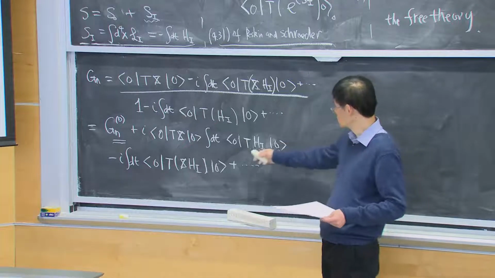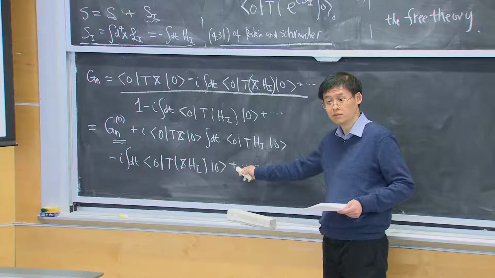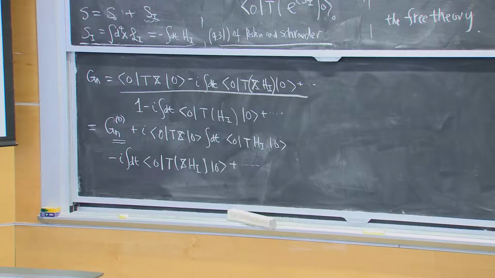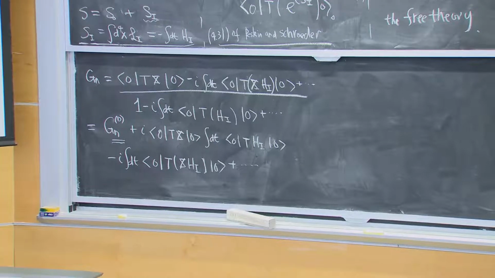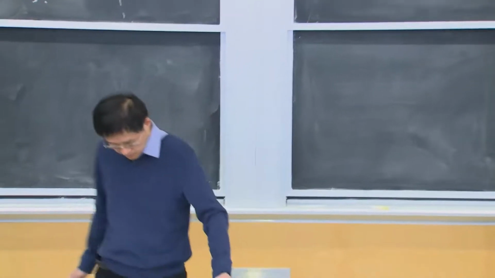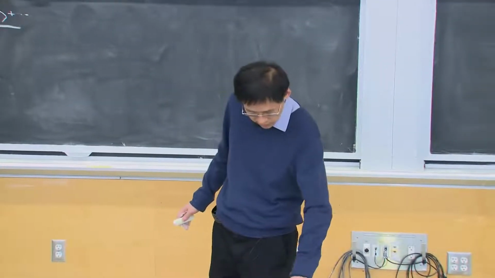All those quantities can be evaluated using the Wick theorem, because all correlation functions in the free theory can be evaluated using the Wick theorem. You just use the Wick theorem over and over. Any questions on this?